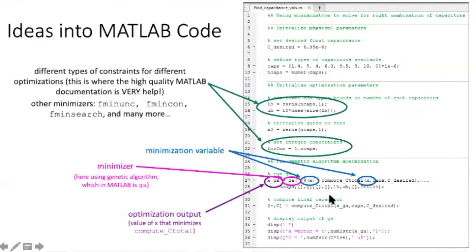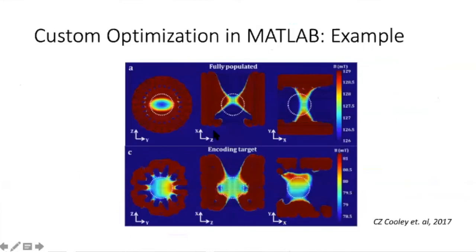And then we can use this function again. Before we were minimizing it, and instead of having this be a variable, it's a specific value, XGA, put it in, and you can get the capacitance and then display your output. And so that was sort of a toy problem, but to show an example, we used the genetic algorithm in our group to actually do magnet design.